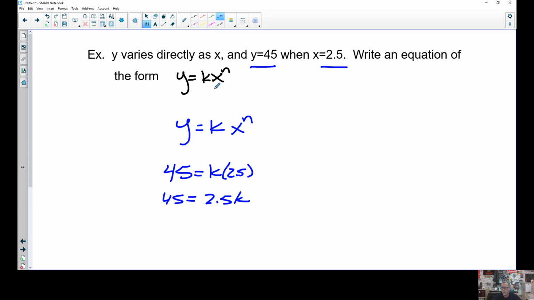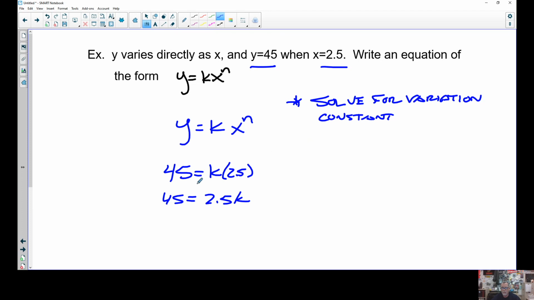And all we're solving in order to write this equation is the variation constant. In order to complete an equation, you have to solve for the variation constant. This seems to be something that messes people up when we get to a quiz. We ask them to write the equation, and they'll write the equation with k still in there. And that's not what we're looking for. Solve for the variation constant. I don't want 45 and 2.5 in there. I want x and y in there, but I want k solved for.